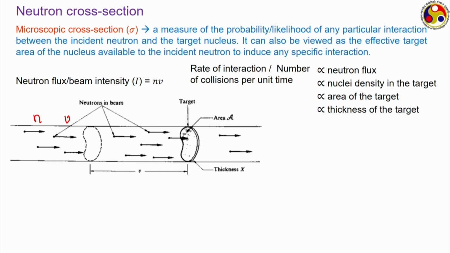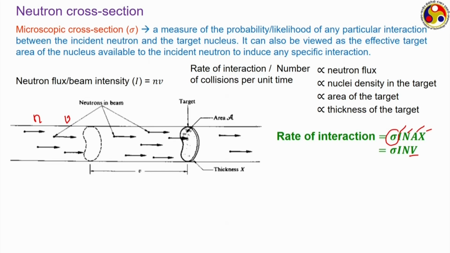So, if we combine all these four, then the rate of interaction can be given to be proportional to I, which is the neutron flux or the beam intensity, n is the nuclei density, that is number of nucleus per unit volume of the target, A is the cross section area, and x is the thickness, which are already shown in the figure, and we can combine A into x, which is the volume of the target material or target element, and sigma is the constant of proportionality, which we are calling as this neutron cross section.